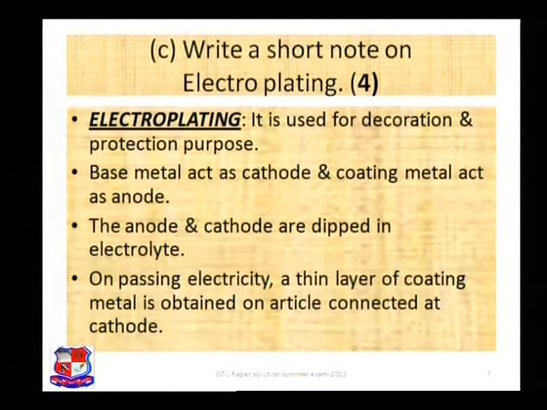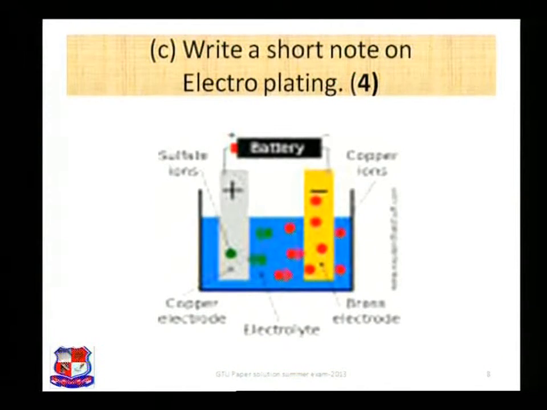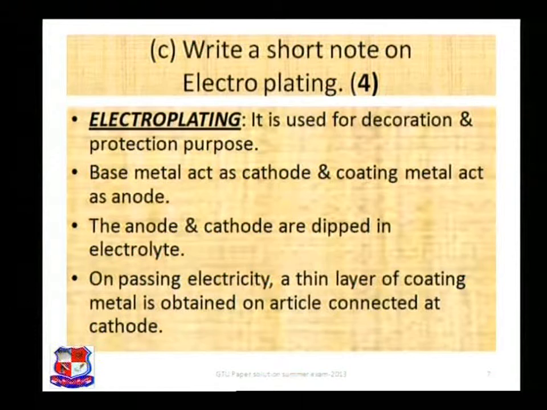What is the next step in electroplating? Let us see that. Whenever you are passing electricity, a thin layer of coating metal is obtained on the article connected at cathode. Let us see the diagram here. Suppose you have another electrode and you want to coat some different metal on that. Then you have to pass the electricity, and the coating metal will get coated on your base metal via the solution of the electrolyte. So the main purpose of electroplating is for decoration and protection.